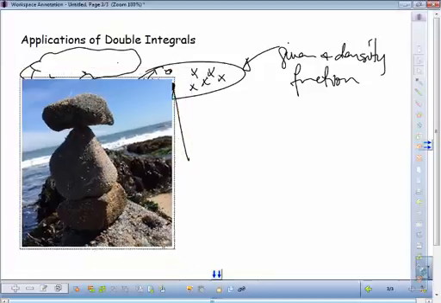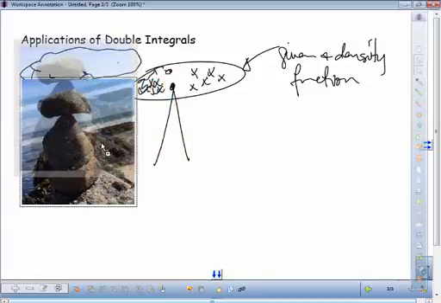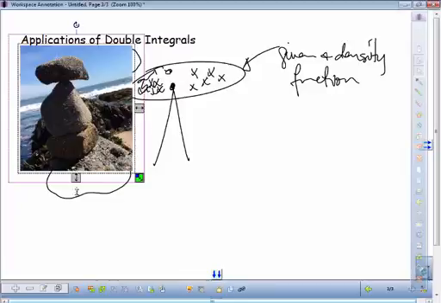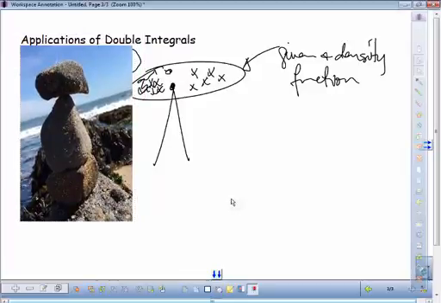Just cover up that funny looking face. Oh, let's make it look flatter.